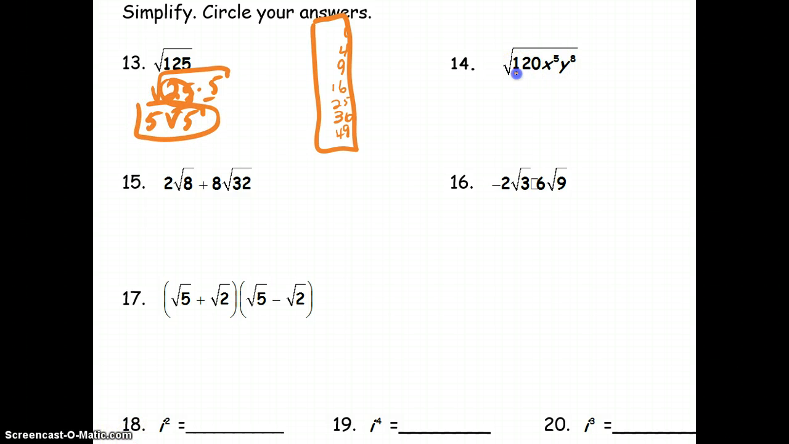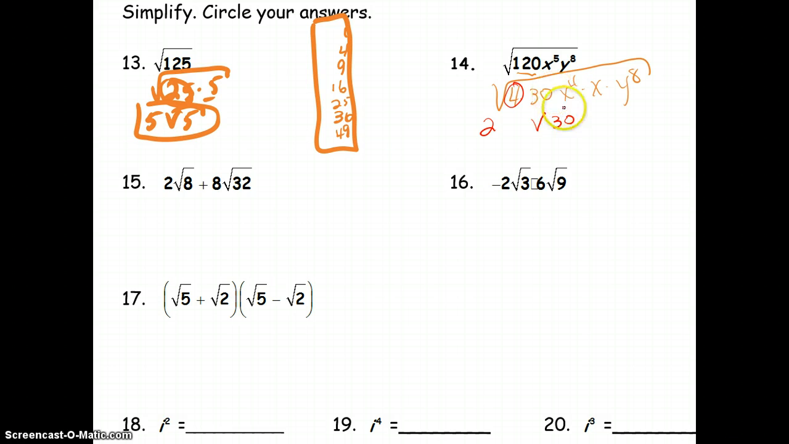The next one, when we look at the square root of 120, we want to rewrite it as a combination of these numbers. I'm going to choose 4 times 30. Then we look at our variables and we say, let's rewrite this as x to the 4th times x times y to the 8th. The square root of 4 comes out as 2. 30 is still under our square root.